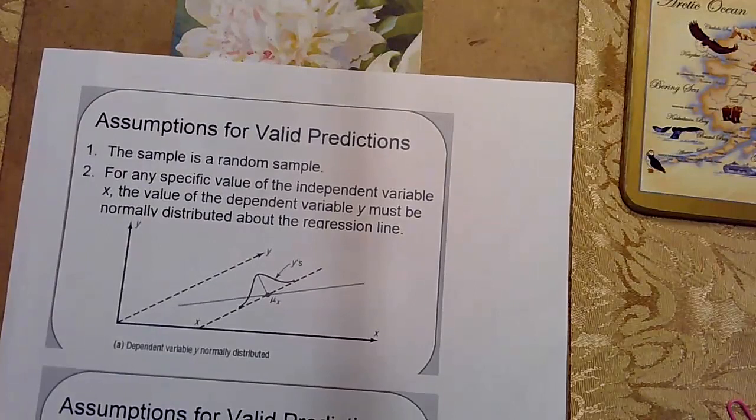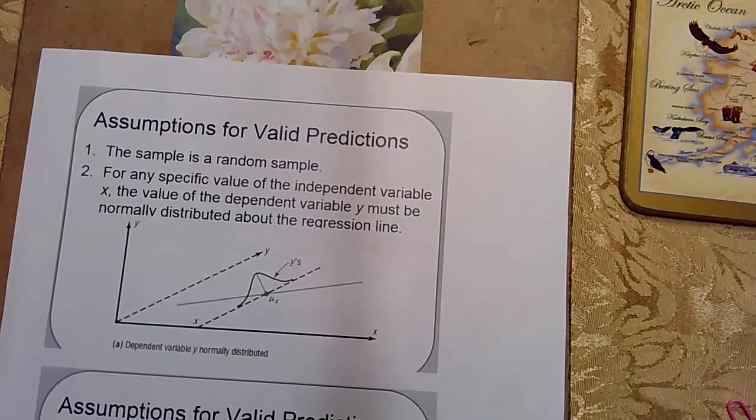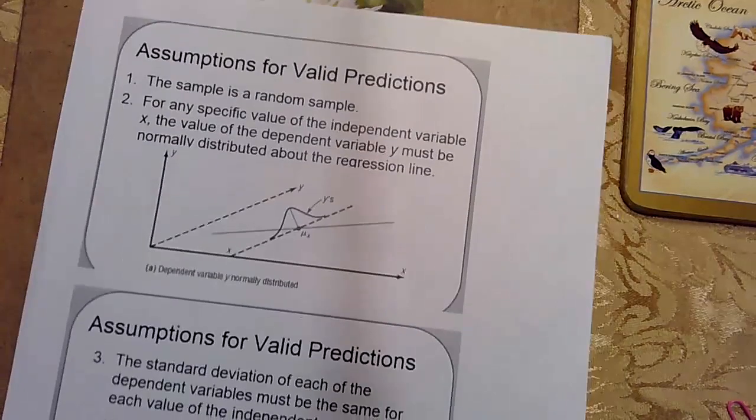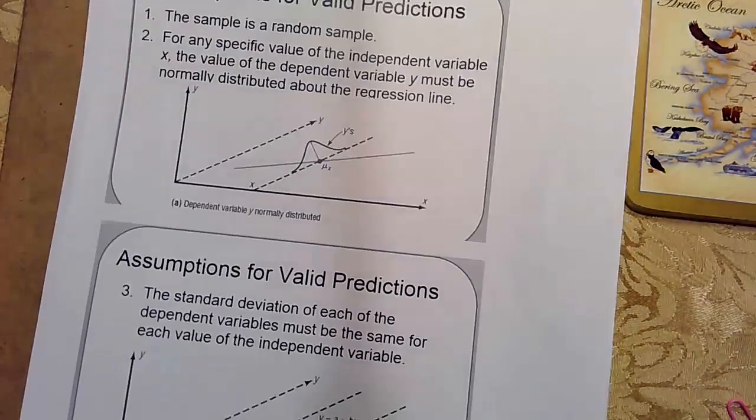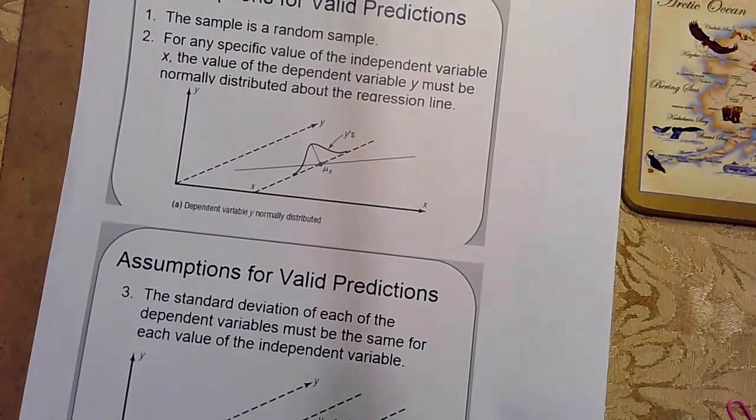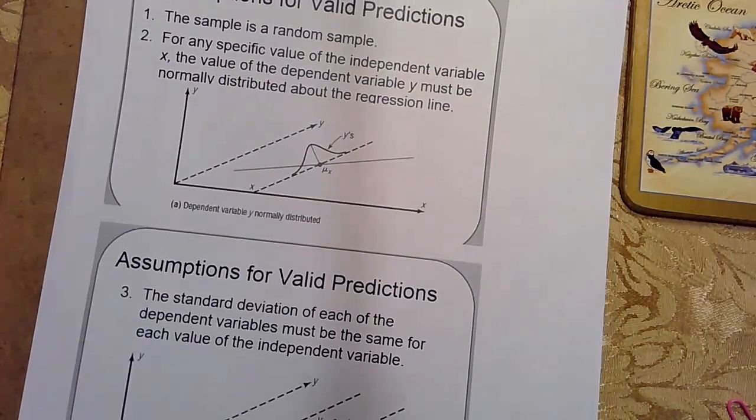Assumptions for valid predictions. A sample is a random sample. For any specific value of the independent variable x, the value of the dependent variable is to be normally distributed about the regression line. The standard deviation of each of the dependent variables must be the same for each value of the independent variable.